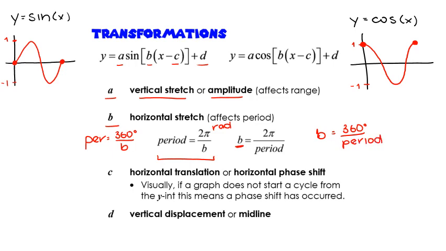The c value is going to be a horizontal translation. So that is going to shift our graph either left or right. And the d value gives us a vertical displacement, or it just tells us what the midline is. So the d value is going to tell us if the graph shifts up or down, and it automatically also tells us what the midline of our sine or cosine function is.